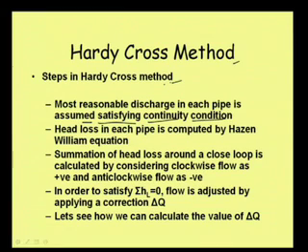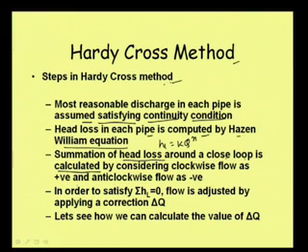Then the next step is that the head loss in each pipe is computed by the Hazen-Williams equation, that is, head loss HL is equal to K Q to the power n, and this n can be considered as 2 for practical purposes. The next step is that the summation of head loss around a closed loop is calculated.